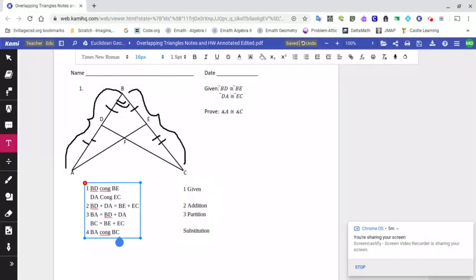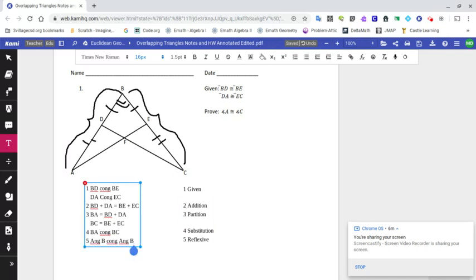Okay, and now I've got my 2 sides. And now 5, we've really only ever been using reflexive postulate on sides, on segments. Okay, but it's just as true for angles. So I can say angle B is congruent to angle B. Okay, and I can use one letter because it's the only angle there. All right, so I'm going to say 5. That is by reflexive.